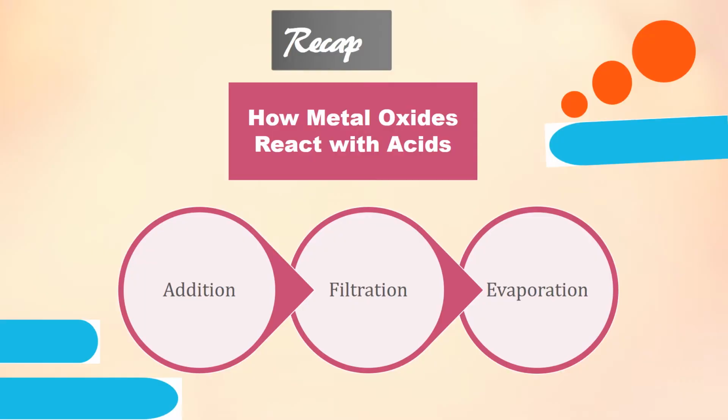Before starting our new lesson, let's recall what we studied last time. In our last class, we studied the reaction between an acid and metal oxide. We prepared copper sulfate crystals using sulfuric acid and copper oxide. I hope you understood the topic.